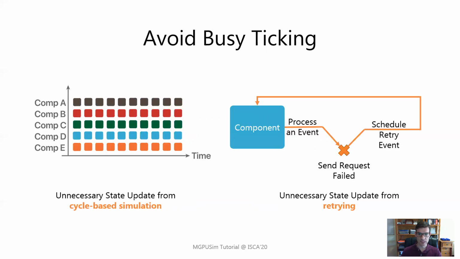The second type of busy ticking is caused by components that repeatedly try to send data, as shown on this diagram. Since a component has no information about when a connected connection becomes available, the component has to retry each cycle. To avoid this type of busy ticking, as explained in the previous video, we allow the connections to explicitly notify connected components when the connection is available. Therefore, a component can avoid updating the state if all the outgoing connections are busy, and update its state after a connection is available.